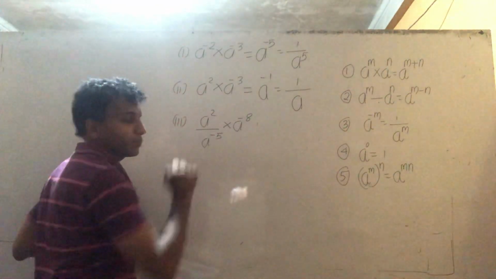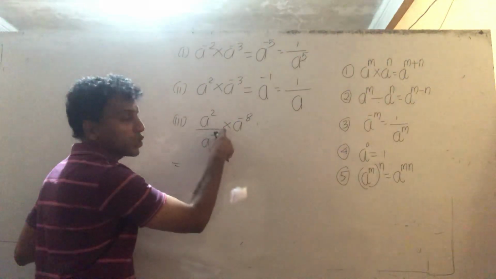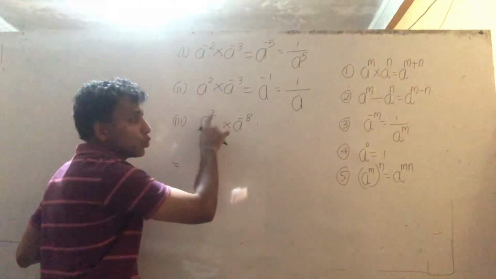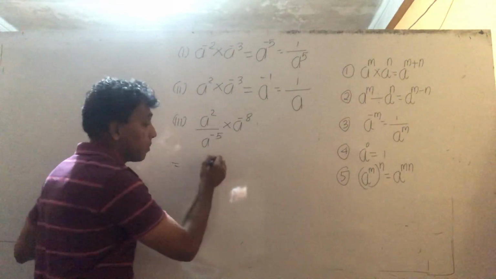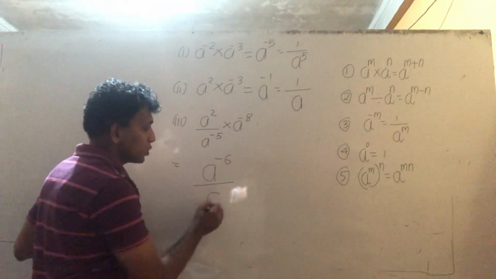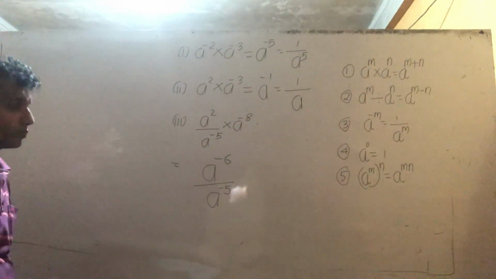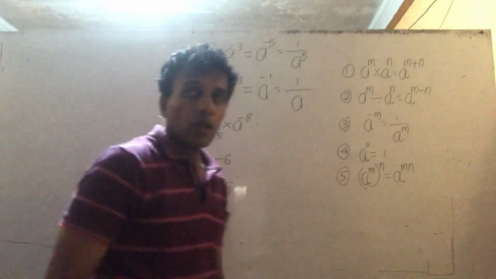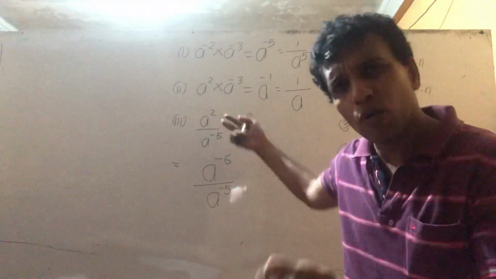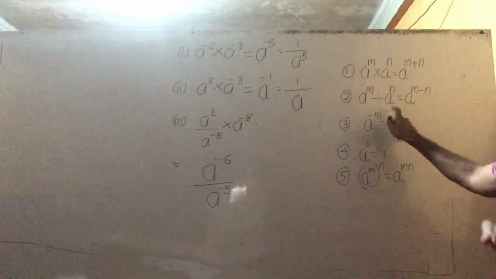Here, same idea. Bases are same, multiplication, add the power. What is a to the power plus 2 minus 8, minus 6, okay? Below a to the power minus 5. Now change the negative to positive. You can write the below one up, above one below. Or otherwise, see, I applied the second rule also.